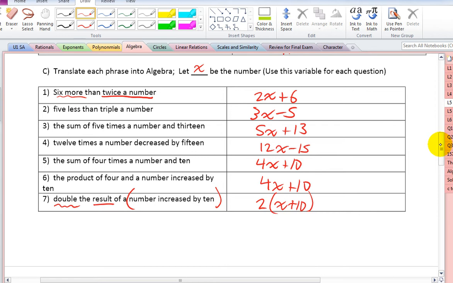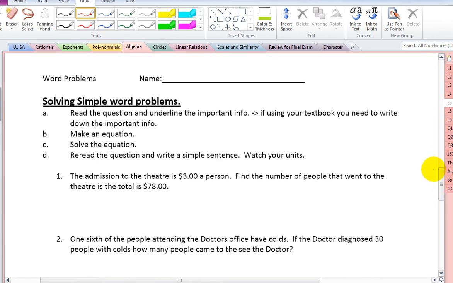Good. Hey, turn it over. Let's talk about some simple word problems. So what we want to do is read the question and underline the important information.